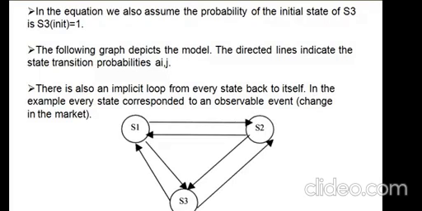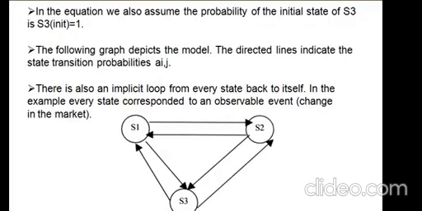So there is also an implicit loop from every state back to itself. In the example, every state corresponds to an observable event. Here, implicitly we have a self loop. You got it or not? S1 to S1, S2 to S2, S3 to S3, like this. Explicitly, we are not representing it diagrammatically, for visibility. But implicitly, we have to understand that there is a self loop from S1 to S1, S2 to S2, S3 to S3, like this.